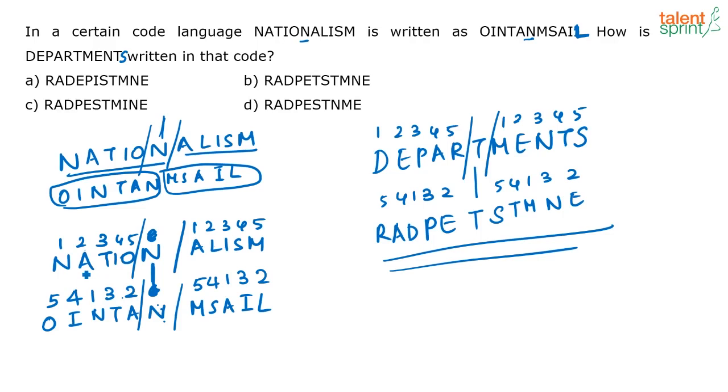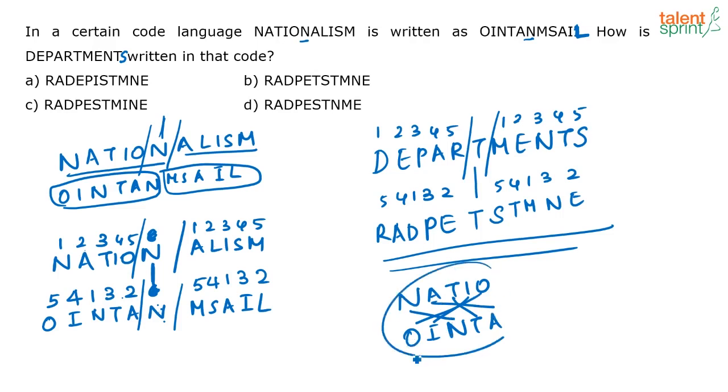See, you can draw diagrams like this also and check. For example, if you have NATIO, that is coded as OINTA. So you can draw this crisscross diagram relationship like this also. You needn't write letters. I just wrote letters so that it is easier for you to understand. Correct? That is the pattern that they have followed. Either do it like this. If this crisscross is too confusing for you, you can write down the positions like this and do.